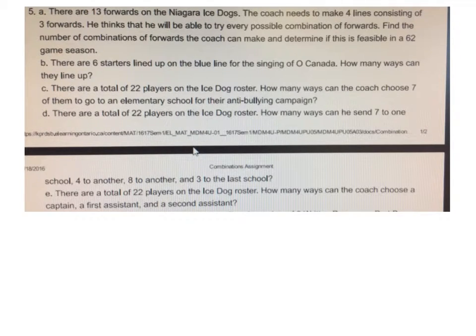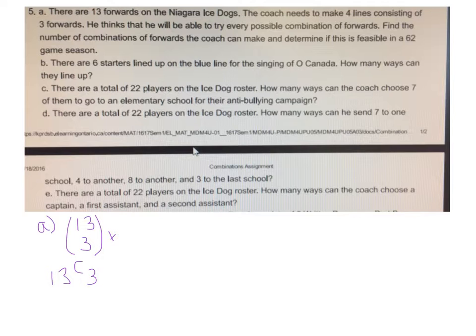If we're looking just at 5A, and he asks how many combinations he can make and if it's feasible in a 62 game season. When you think about the fact that you've got 13 forwards, when you're choosing the first line, you need to choose 3 forwards. So that's 13 choose 3. And that's the same thing as writing it this way. I prefer writing it with the C, but it's up to you. So that's the combination that he can use to choose the first line.